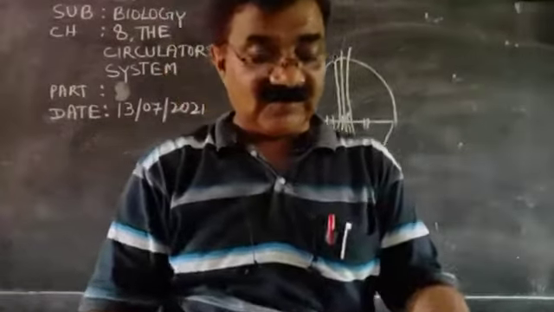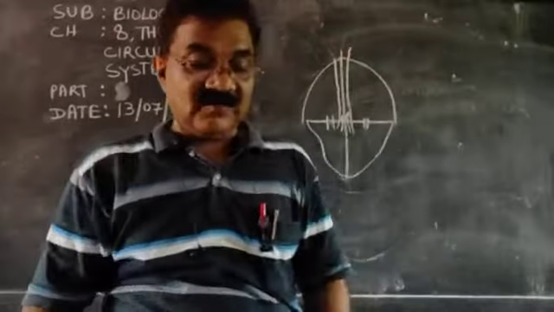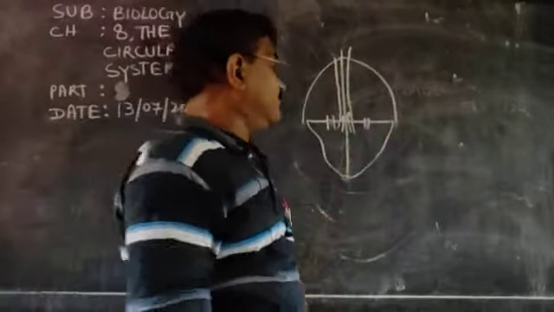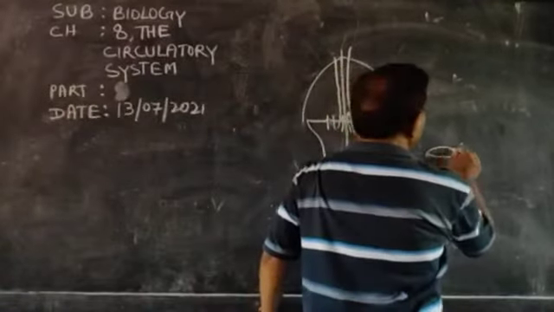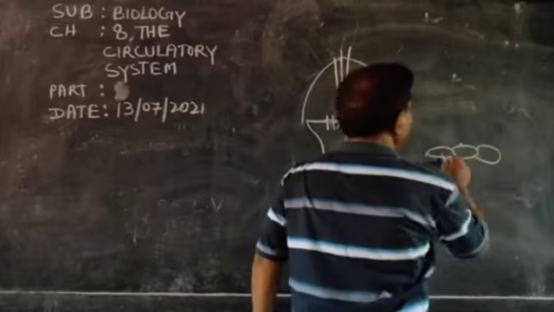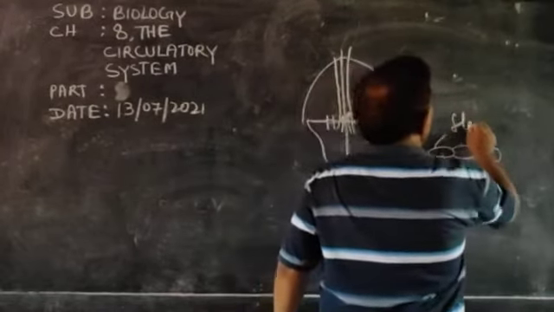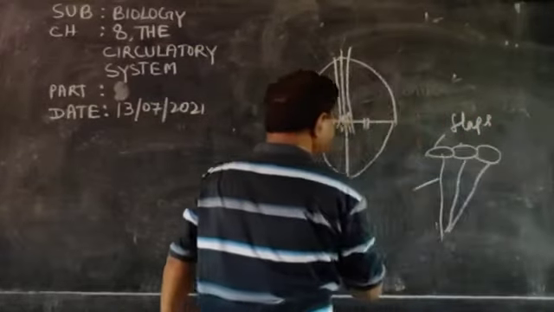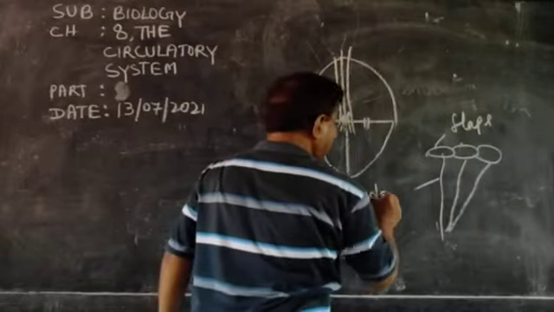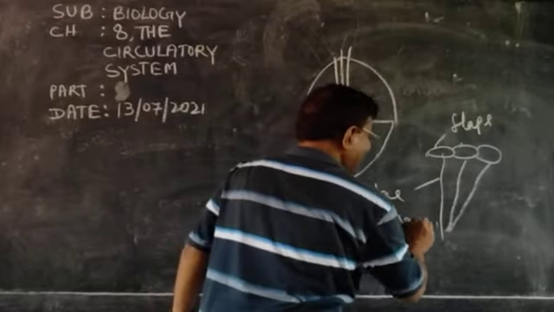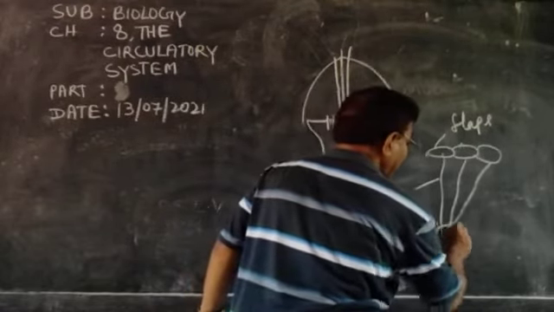Very clear or not? Now here the function of chordae tendineae is important. In the tricuspid valve, you can see 3 flaps are there, held by, this one is a flap. Okay, this one is the chordae tendineae, and the chordae tendineae arise from the papillary muscle.